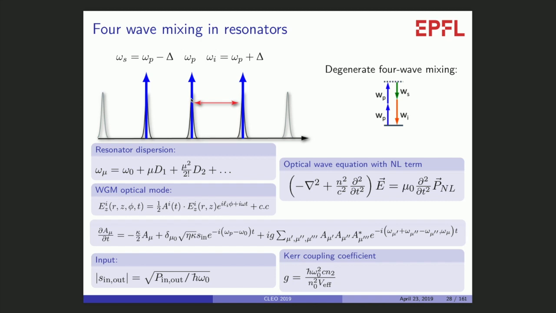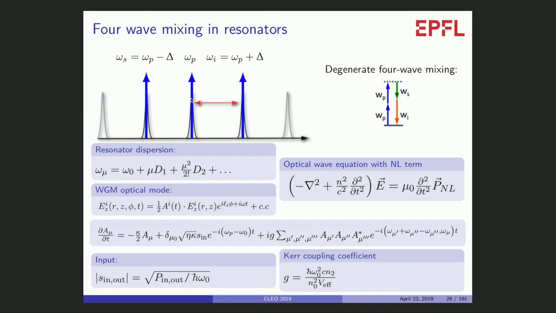Now the coefficient in front here, this g, that's the Kerr coefficient, g. And this has a very physical meaning. This Kerr coefficient is nothing else than the frequency shift per photon. So if you had one photon in the cavity, how much does the cavity shift due to the Kerr nonlinearity? And that typically is a very, very small number, typically on the level of just hertz. So it's a very weak contribution.